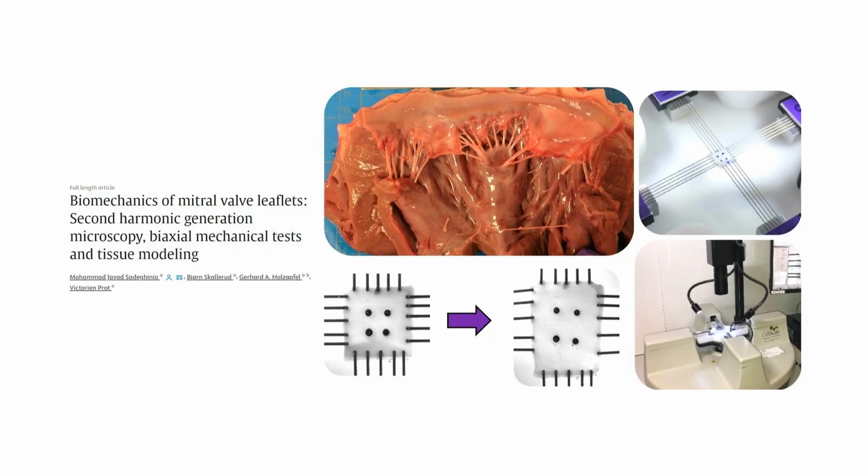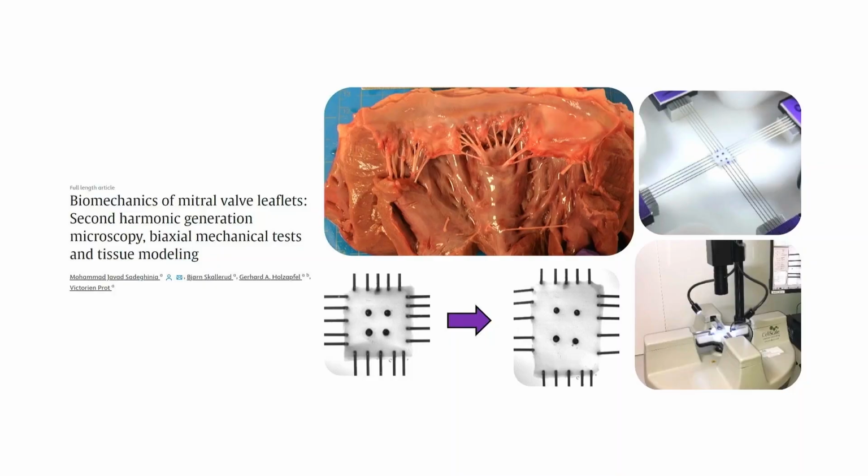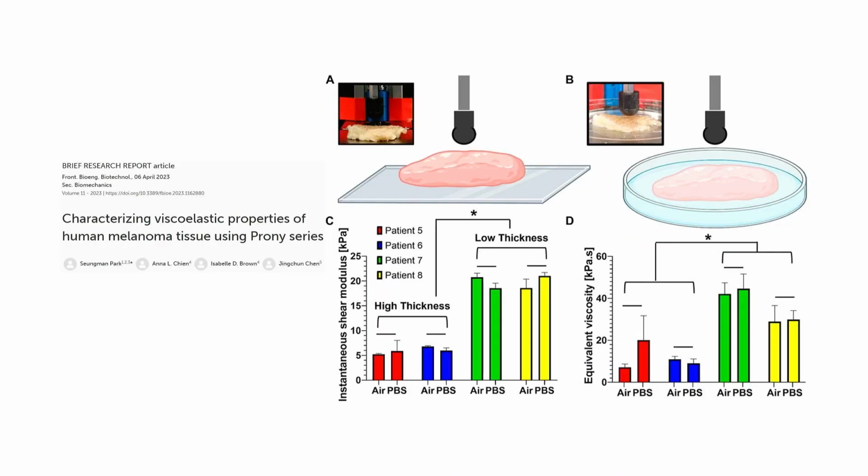I wanted to showcase that cadaveric and animal model tests are not only conducted for healthy tissues but also for diseased tissues. So this is where they are looking at biomechanics of mitral valve leaflets, second harmonic generation microscopy. They are looking at biaxial tests. So mitral valves were extracted, and biaxial tests based on the actual loadings which are applied to these kinds of tissues in a realistic setting were modeled through mechanical tests on these realistic tissues, following all the clinical norms.